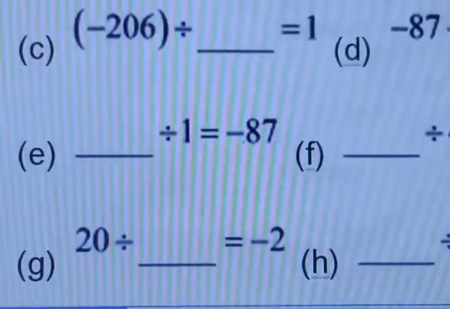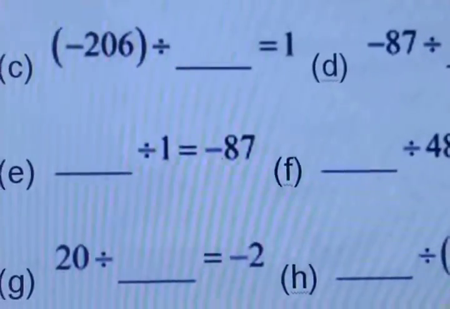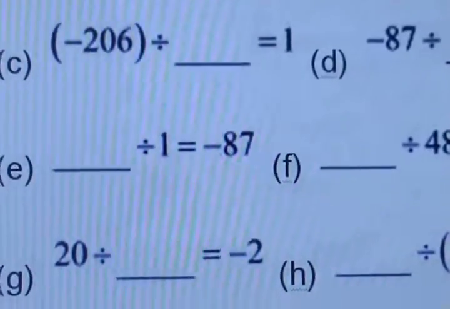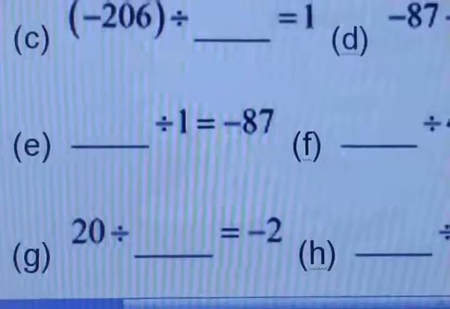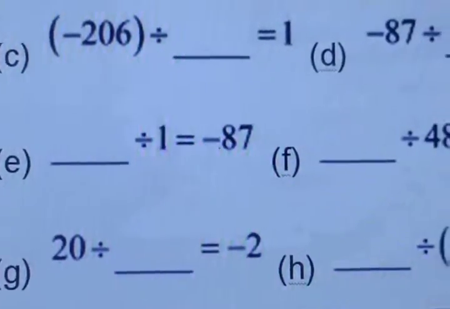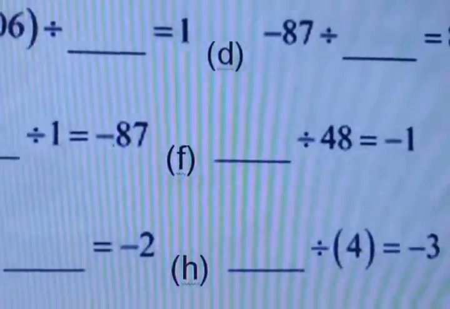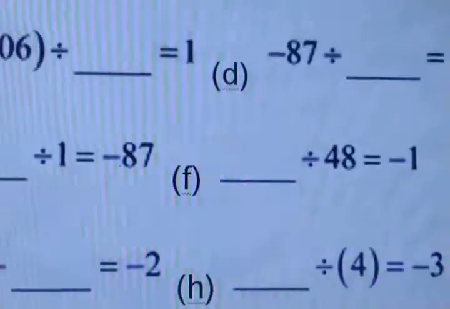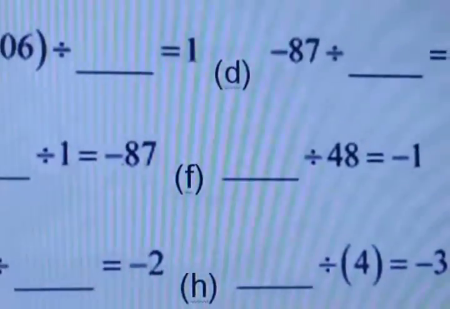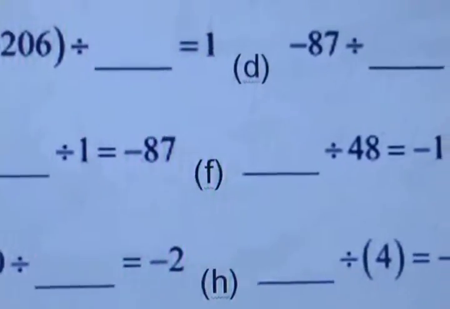G question is 20 divided by which number, so the answer will be minus 2. If we divide 20 by minus 10, what will be the answer? Can you tell me? 20 divided by minus 10 is equal to minus 2. H question, the last question of the fill in the blanks, is dash divided by 4 is equal to minus 3. If we divide minus 12 by 4, what will be the answer? If we divide minus 12 by 4, the answer will be minus 3.